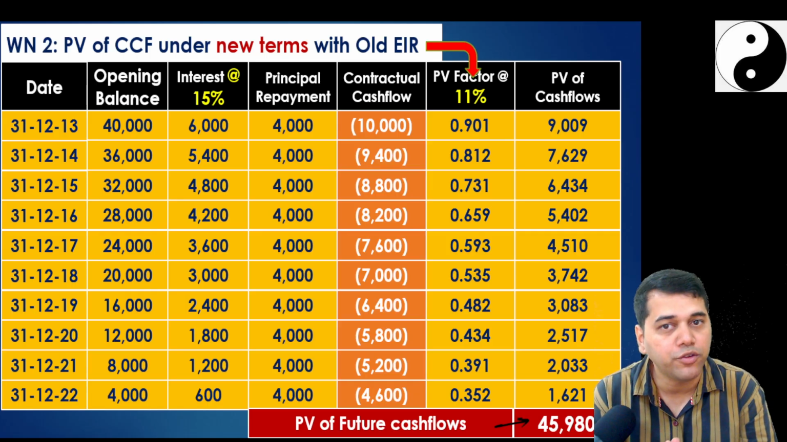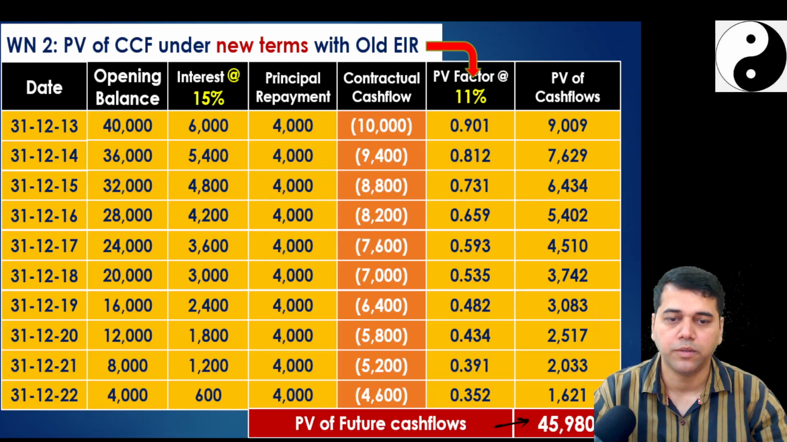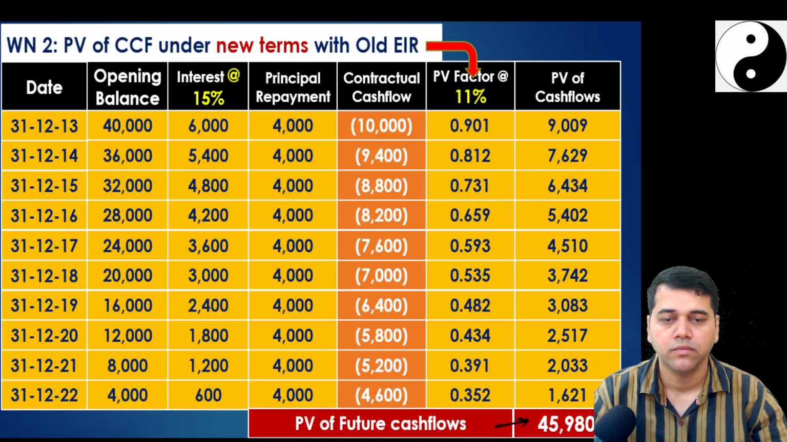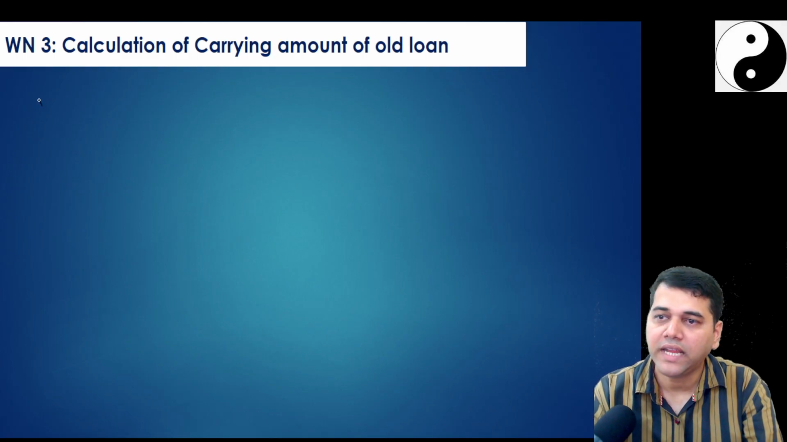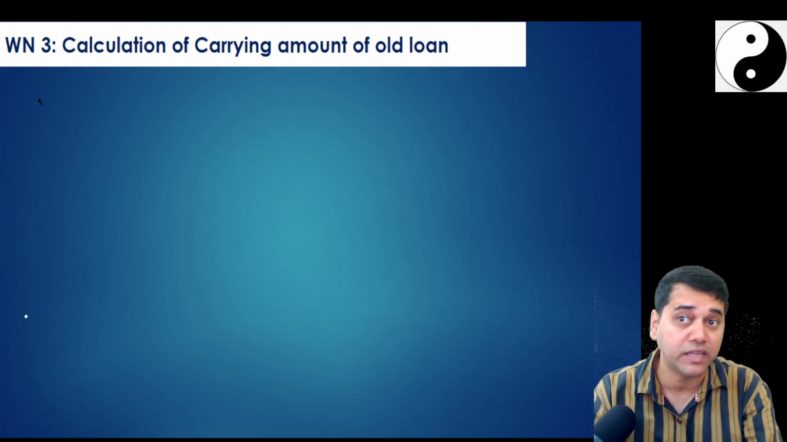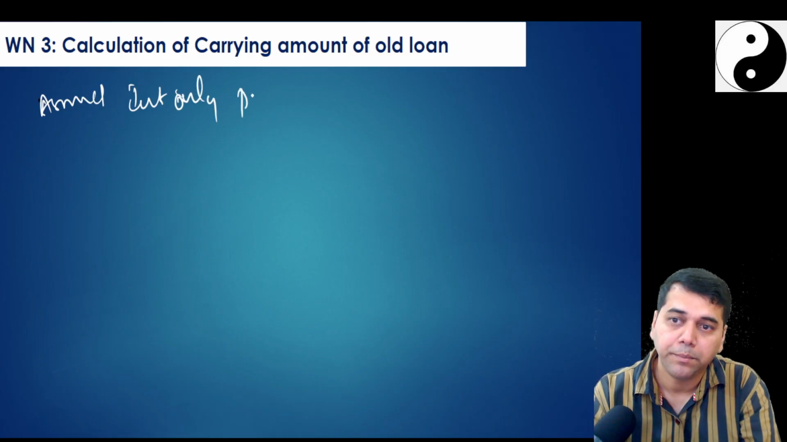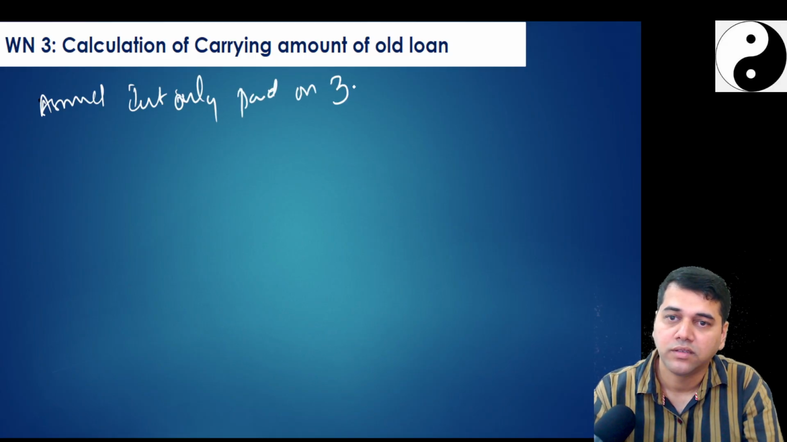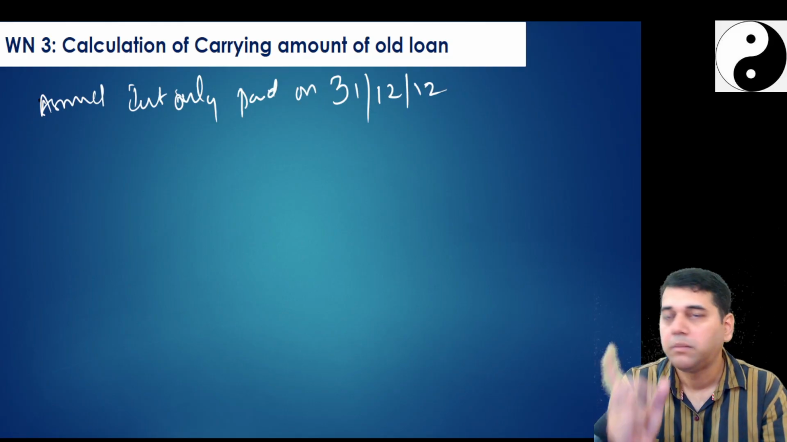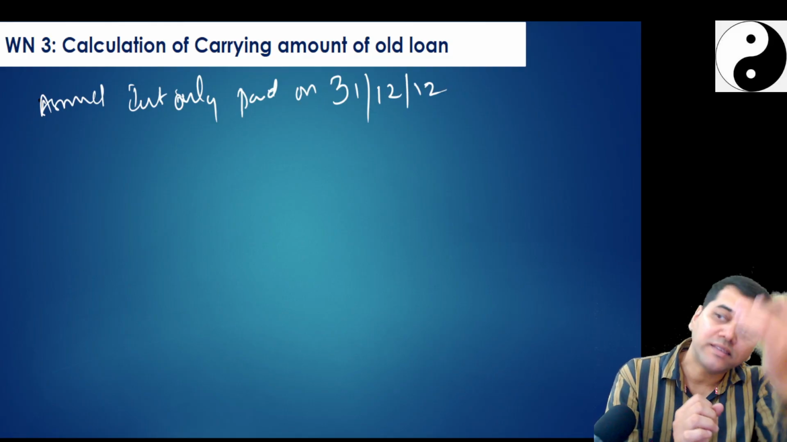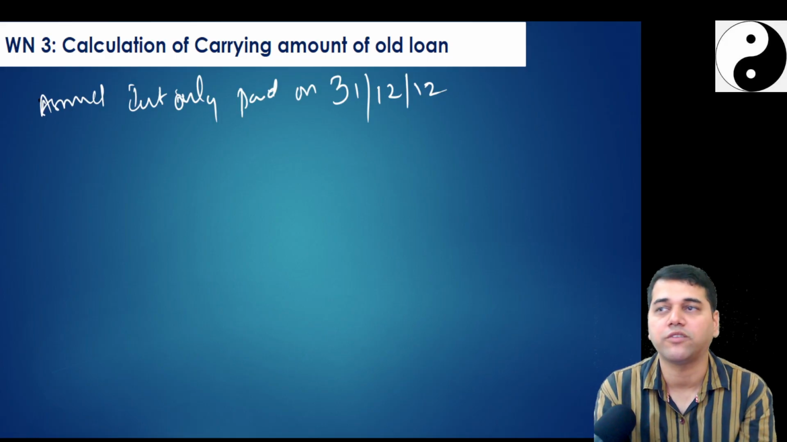Yes, students, you can pause the video and complete this. Yes, sure, so we'll proceed further. What is my next working note? I will say the calculation of the carrying amount of the old loan. So write assumed: if they don't tell you very clearly in the question, assume interest only paid on 31st December 12. Here in the question it is told, but in the study material question it is not told. In the examination question it is told that they only paid interest, not the principal. Then this assumption is not required.